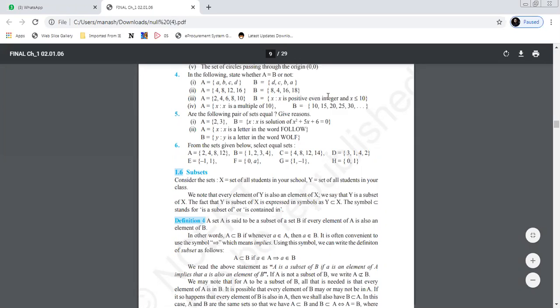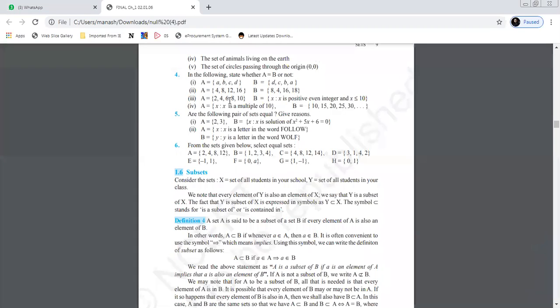B is the set of X such that X is a positive even integer and X is less than or equal to 10. Now is this one equal or not? Yes, it is equal, because X is a positive even integer less than or equal to 10. That means it is 2, 4, 6, 8, 10.